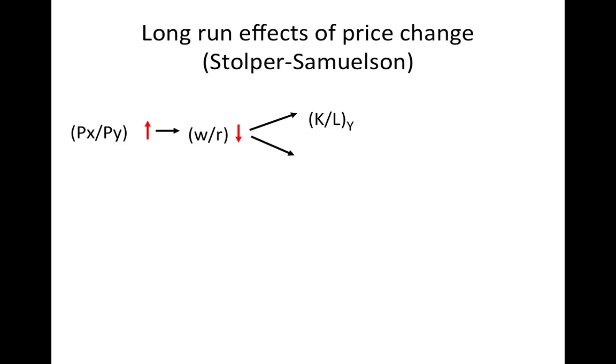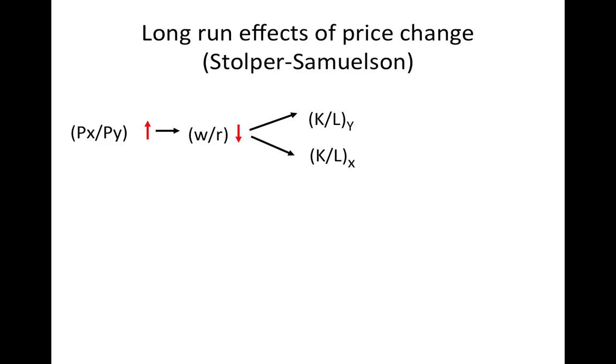So in the contracting sector, Y, which is getting rid of labor and getting rid of capital, they're going to look at the wage rental ratio and say, well, look, labor has gotten cheaper relative to capital, so I want to get rid of both, but I'm going to get rid of lots of capital and a little bit of labor because capital's gotten relatively more expensive. The same thing is happening in the expanding sector.